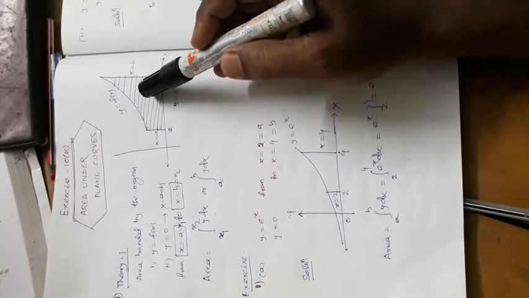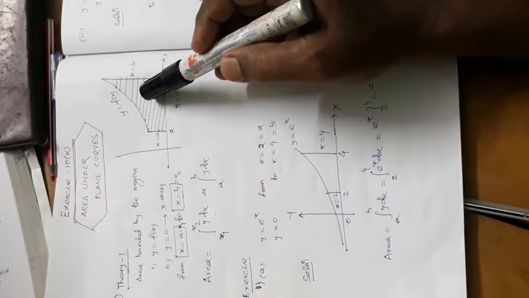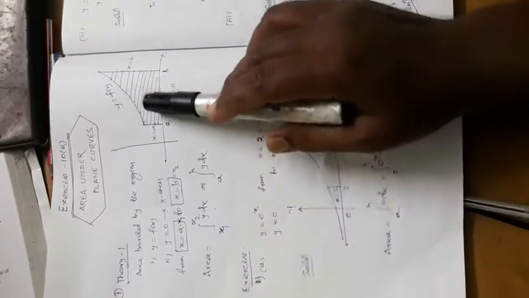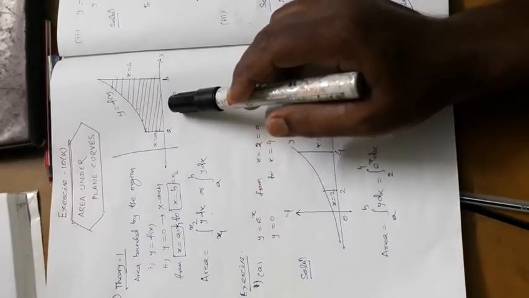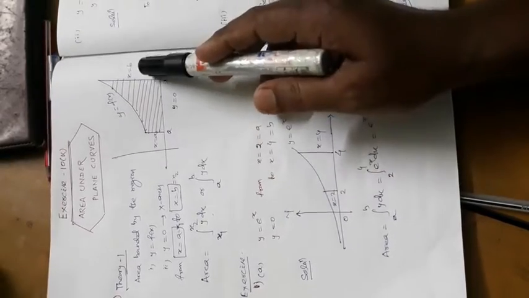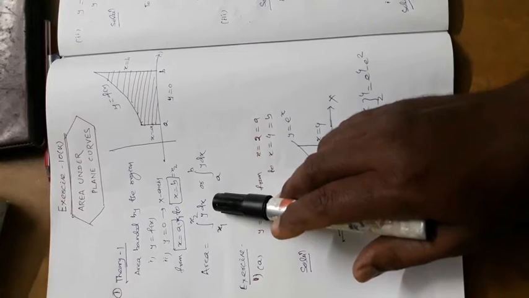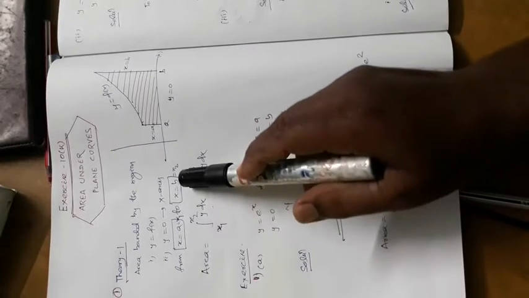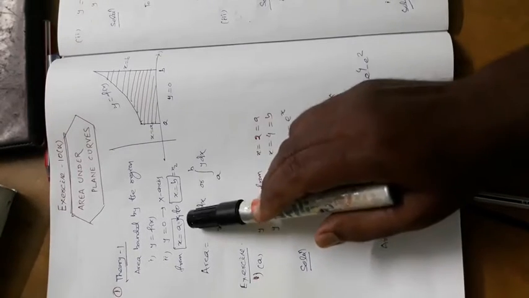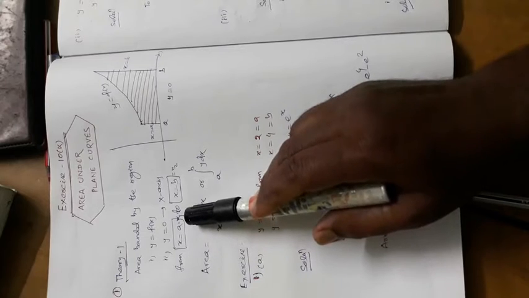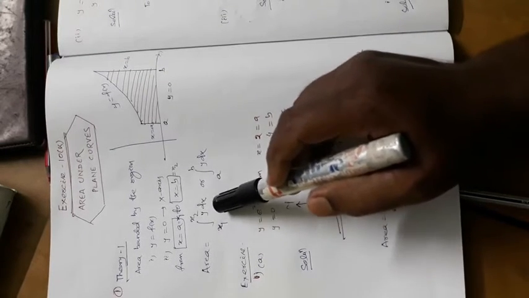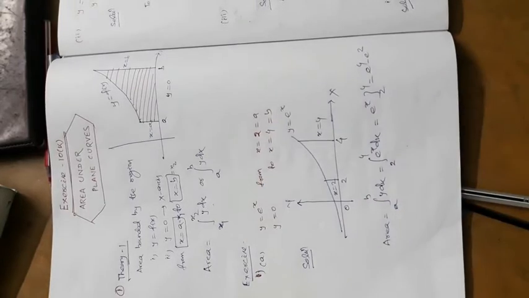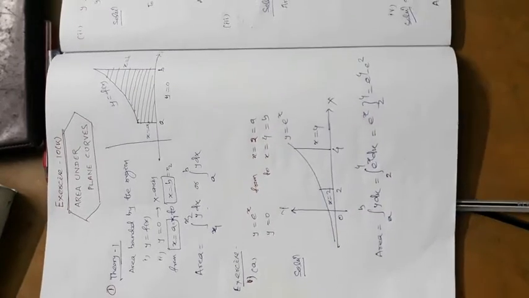We have to find the area, and the very simple formula is there. The area of this part, bounded by y is equal to f(x), y is equal to 0, x is equal to a, x is equal to b, is the integration of y dx from a to b. If I take the names x1 and x2, the area is the integration of y dx from x1 to x2. Okay, now we will do some problems.